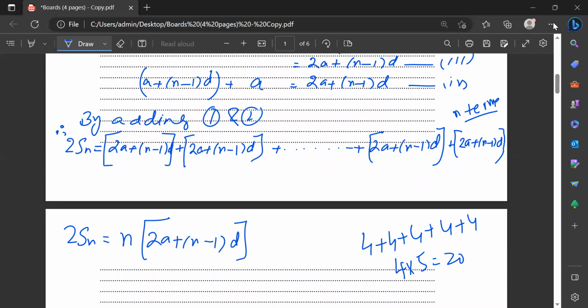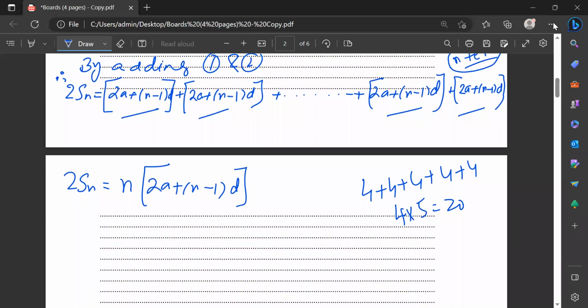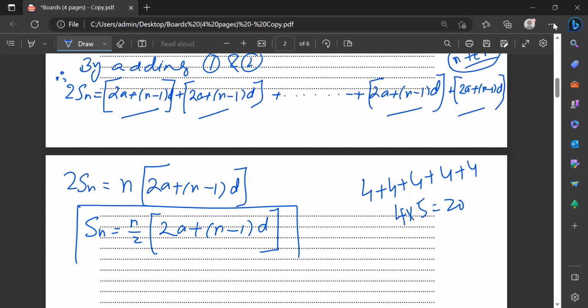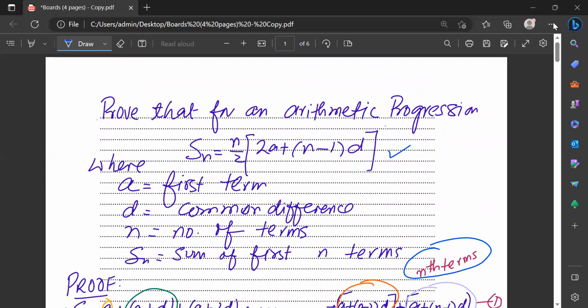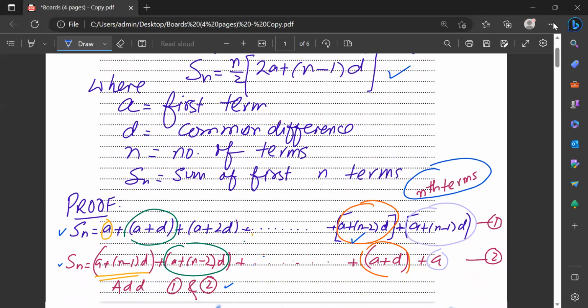So we have the brackets, all the brackets the same, and there are n terms. So just multiply that by n. So finally, dividing by 2, we have n over 2 times (2a plus (n minus 1) into d). So this is the formula for the sum of n terms of an arithmetic progression. Yes, you know this formula: n over 2, (2a plus (n minus 1) into d). So we know what a, d, n, and Sn are. So the proof is here.